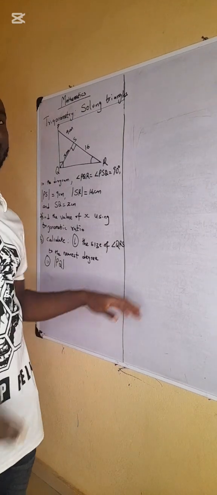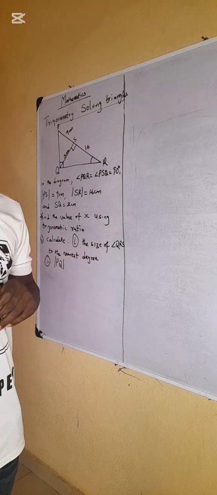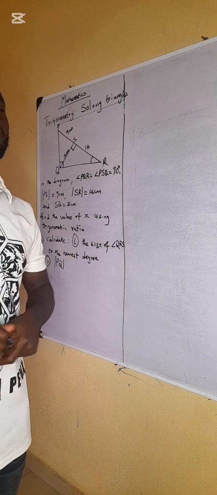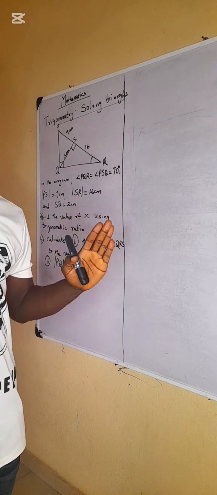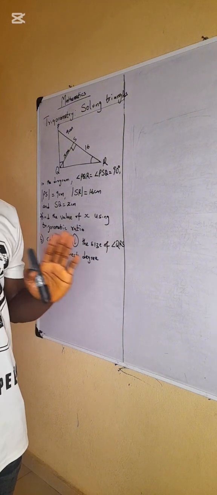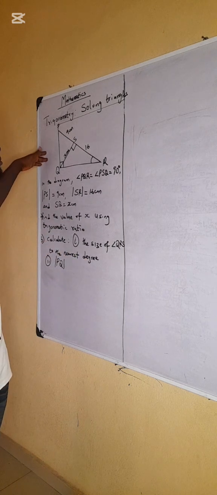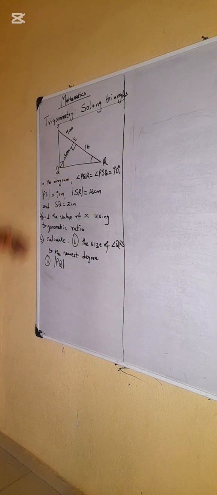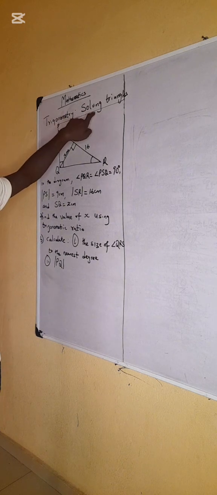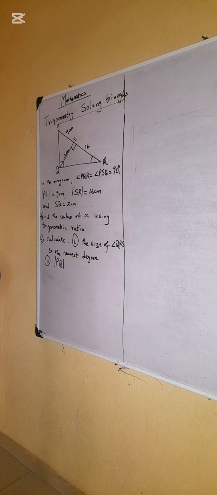I'll be taking you through some topics that sometimes appear difficult in WAEC questions. I'll try as much as possible to break it down in the simplest way and help you answer the question to get your maximum mark. This is a question from one of the years in WAEC, on the topic trigonometry. We're solving triangles, so we want to get some of the missing sides and angles.